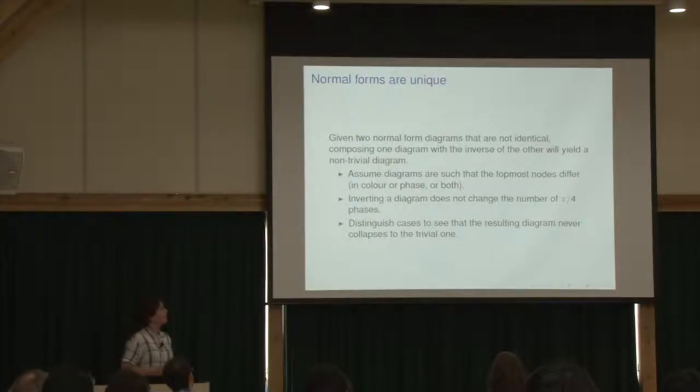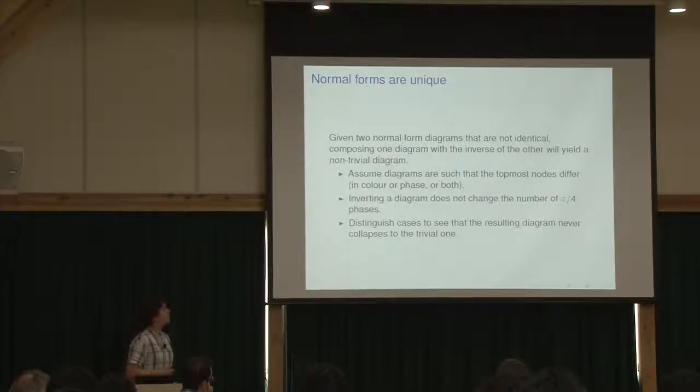Therefore, if we have 2 normal form diagrams that aren't identical, we can now compose one diagram with the inverse of the other. And if we assume that the 2 diagrams are such that the topmost nodes differ, which we can assume because if the topmost nodes aren't different, we can just remove nodes from the top until they are different, and that won't change whether the 2 diagrams are equal or not, we can simply distinguish cases and see that the resulting diagram will never collapse back to just a straight line with no phase operators on it. And therefore, if we combine these 2 diagrams, they will never give us an identity, and hence they can't be equal.